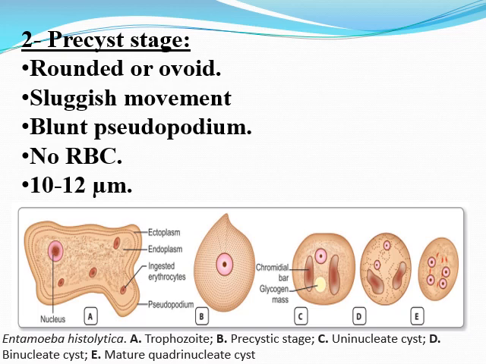The second stage of Entamoeba histolytica is the pre-cyst stage. It is round or ovoid, with sluggish movement, blunt pseudopodia, and no RBCs in the vacuole. The size ranges between 10 to 12 micron. Picture B represents the pre-cyst stage.